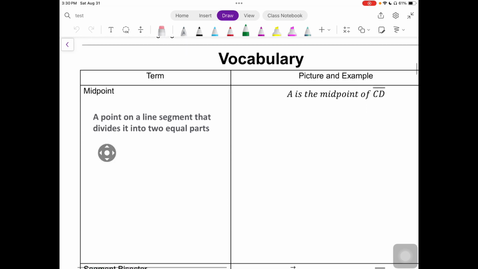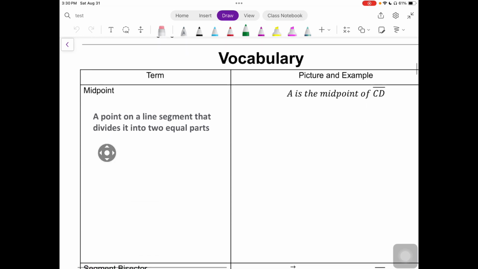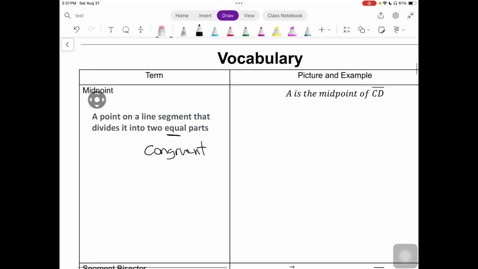So midpoint: a point on a line segment that divides it into two equal parts. We can use the word equal, or you'll see later on this year, the word congruent come up a lot. That means that these two segments are equal, or two things are going to be the same length or the same measurement, depending on what we're working with. So now, the picture and example.